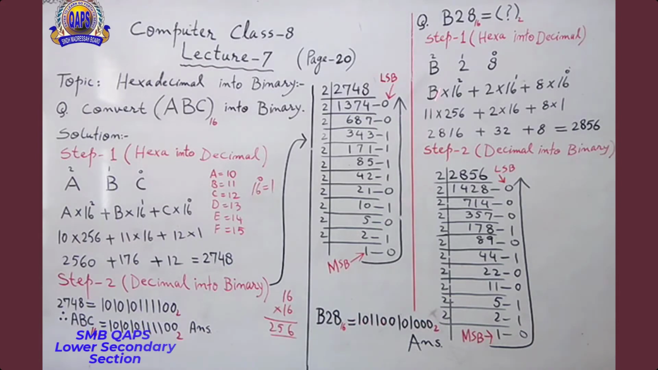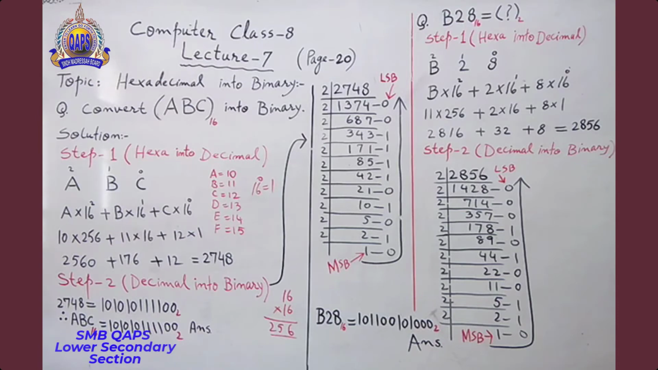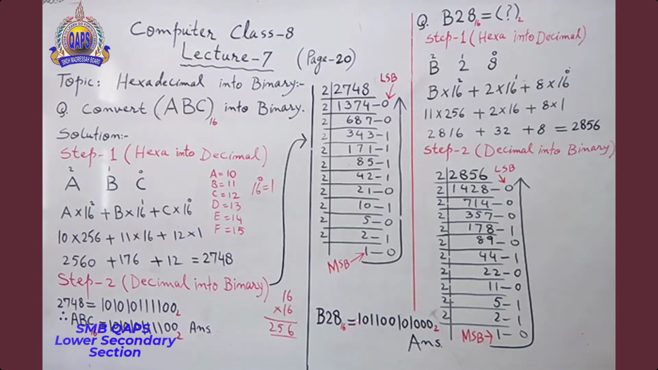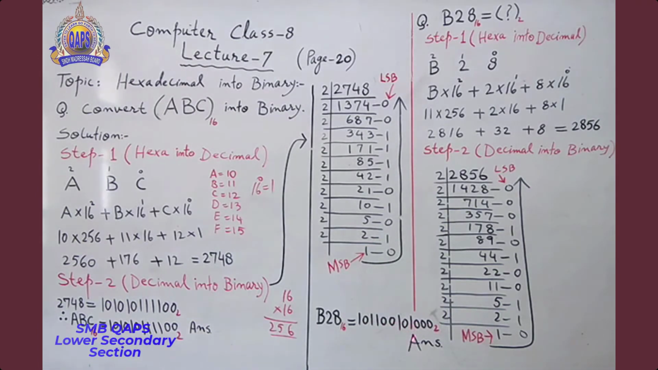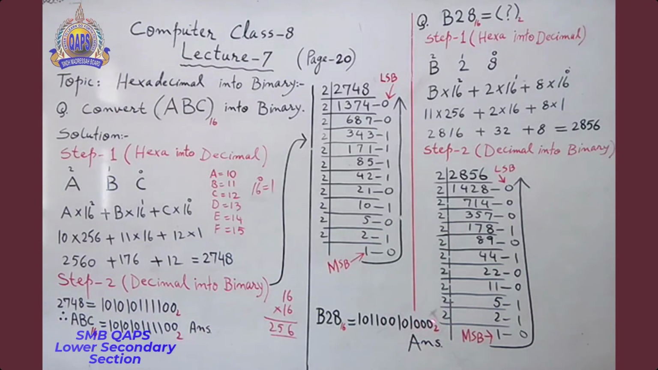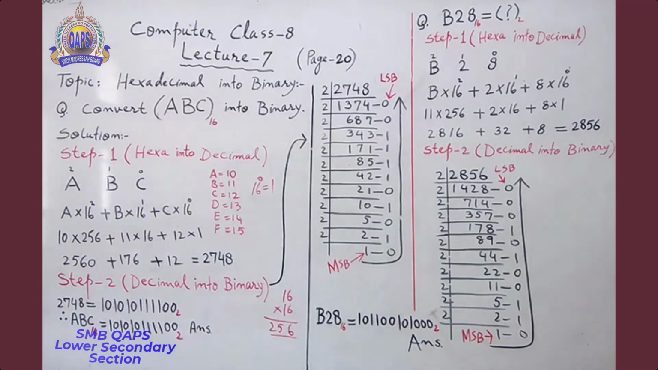It means hexa B28 is equal to binary 1 0 1 1 0 0 1 0 1 0 0 0. Do you understand? I hope you understand.